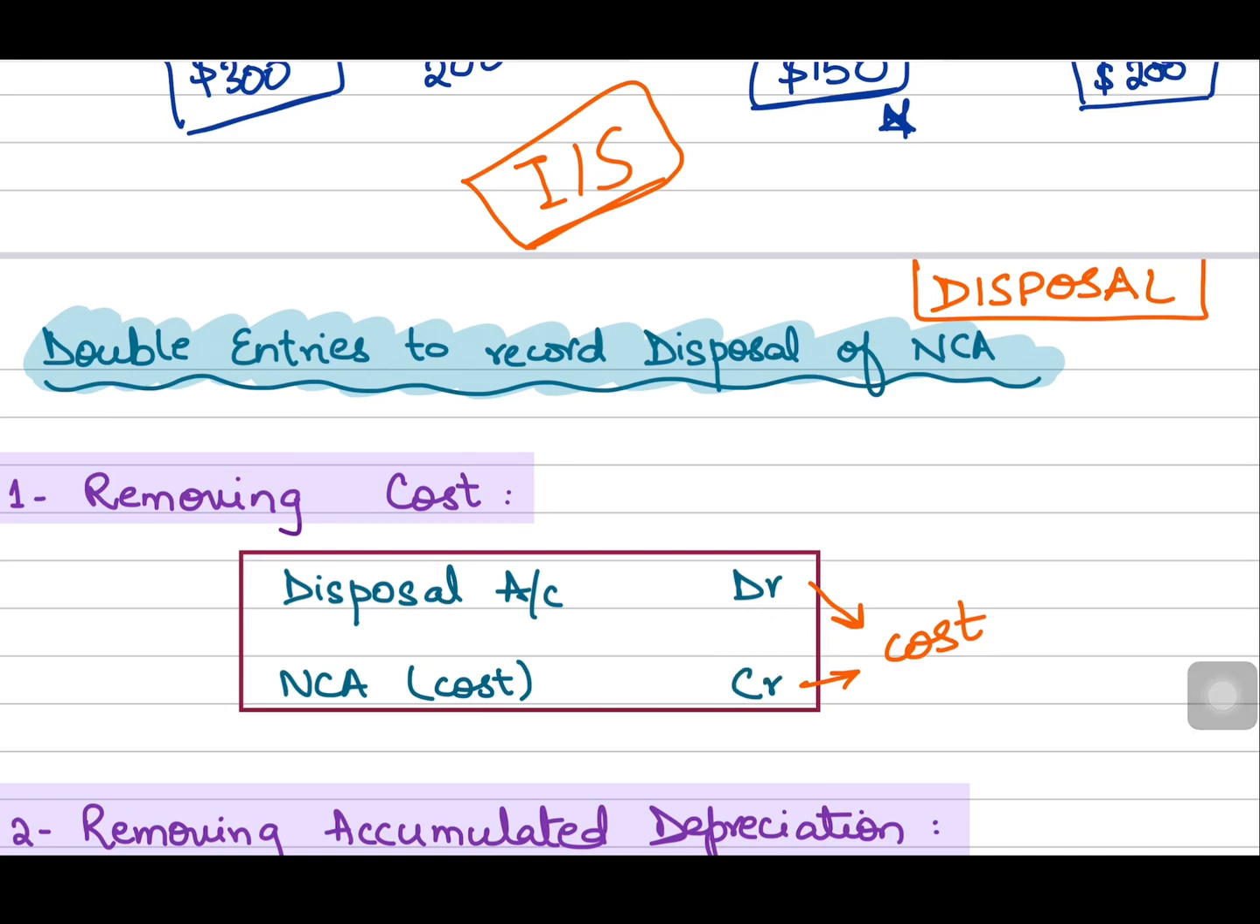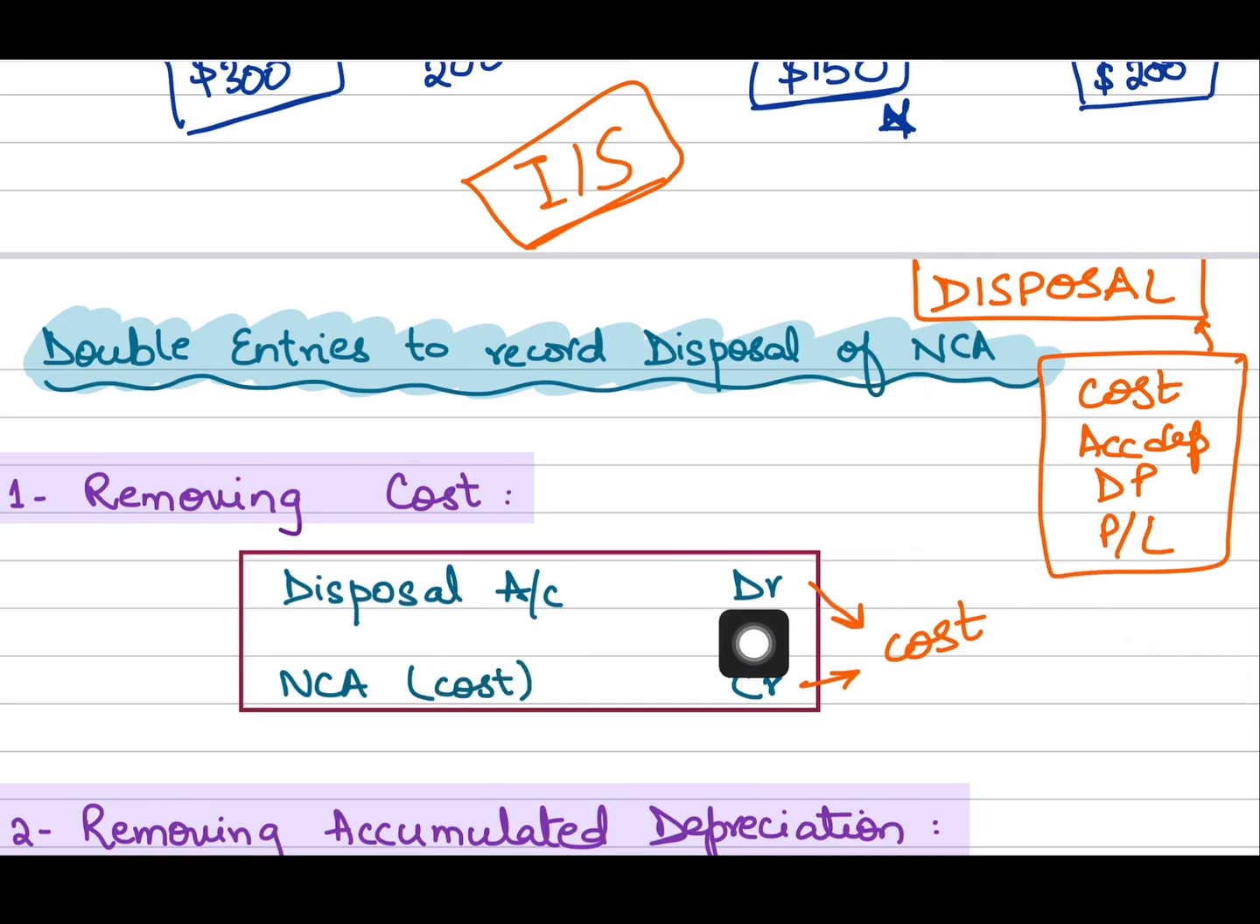Basically, what goes in the disposal account is everything related to that non-current asset: its cost, its accumulated depreciation, its disposal proceeds, and if there is a profit or a loss on that disposal. All these four things become part of your disposal account. So, first entry, disposal account will be debited with the cost of the non-current asset. We are done with this.